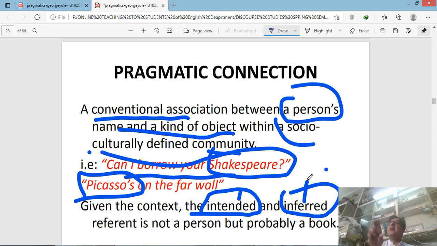Here Shakespeare refers to a book which might be lying on a table somewhere. Or we can say Picasso's on the far wall. Here it refers to the painting by Picasso. So the intended and inferred referent is not the person but probably the book.